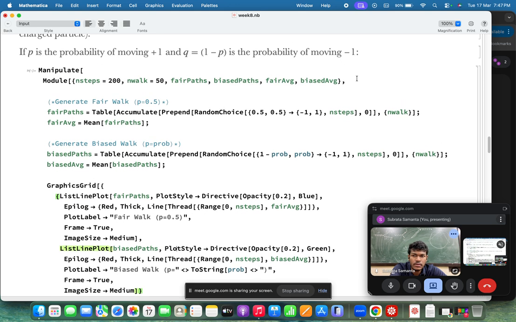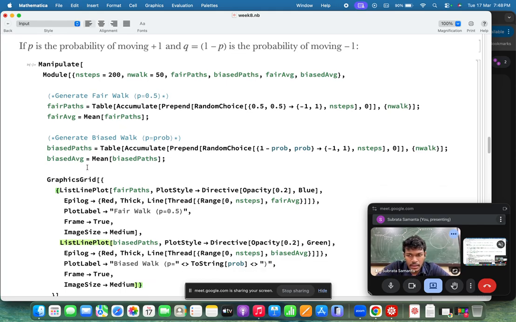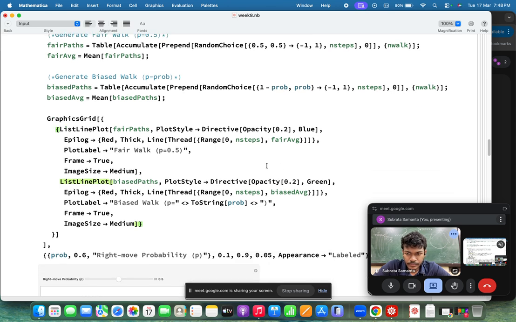So, n walk is 50 and n step is 200. So, I have 200 steps and 50 paths. I calculate at each time stamp the average of the paths: for the fair path the fair average, and for the bias path the bias average. And I also plot this. For the fair path I plot the fair average, and for the bias path I also plot the biased average.